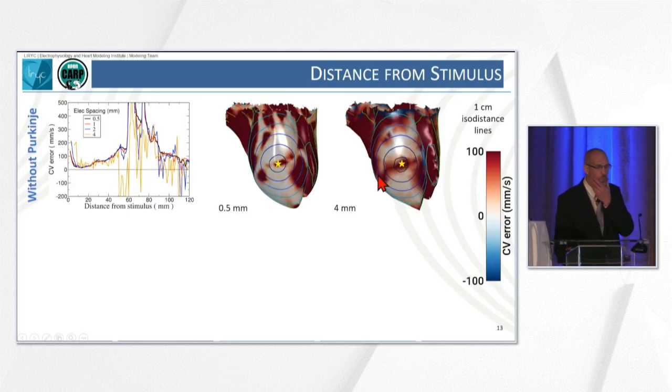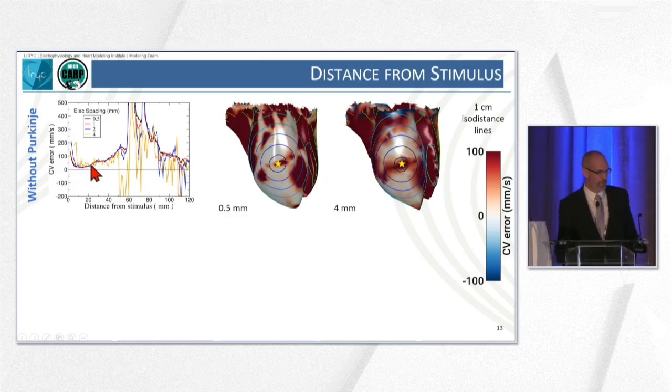But maybe close to the electrode, maybe there's some hope in there, maybe it's not such a bleak story after all. If we pace at the star, those lines are isodistance lines, spaced 1 centimeter in space from the stimulus site. If we look at the correlation, we're plotting the error in the surface conduction velocity versus the true conduction velocity. And we see it actually doesn't do such a bad job.